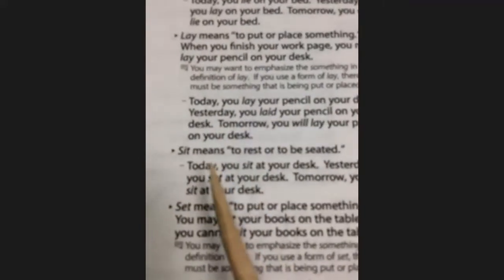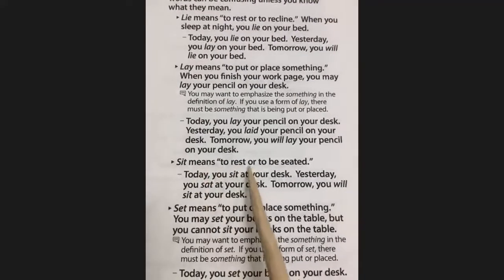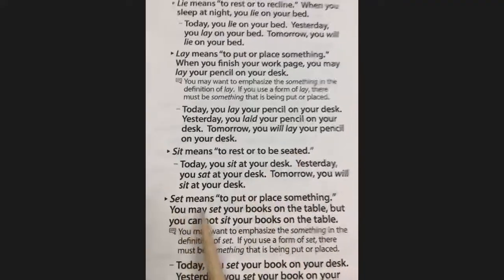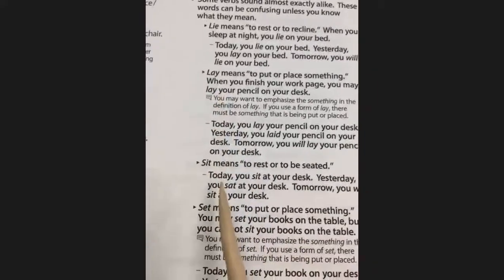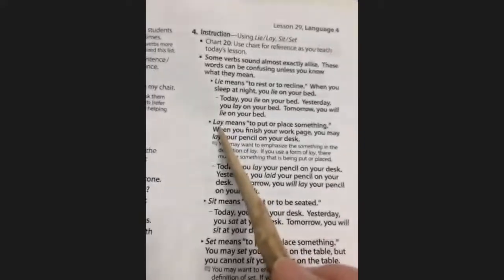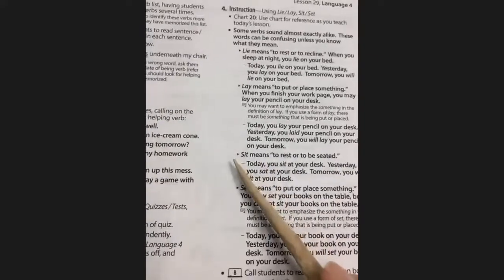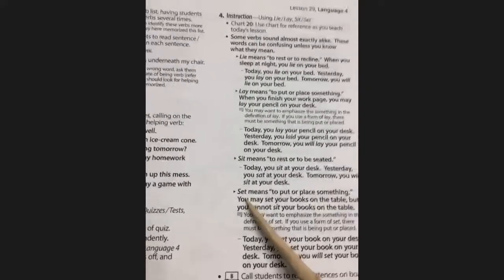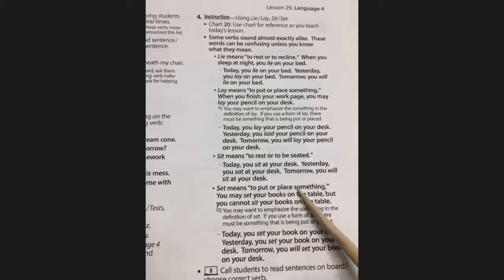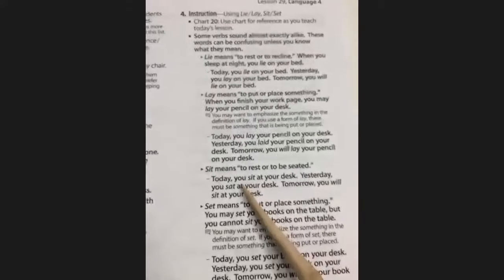So what about sit? These will be easier, I think. Sit means to rest or to be seated, but set means to put or place something. So set and lay are very similar words. They're both placing or putting something. There may be some sentences that sound better using the word lay. There may be some sentences that just sound better using the word set, but they both are putting or placing something.